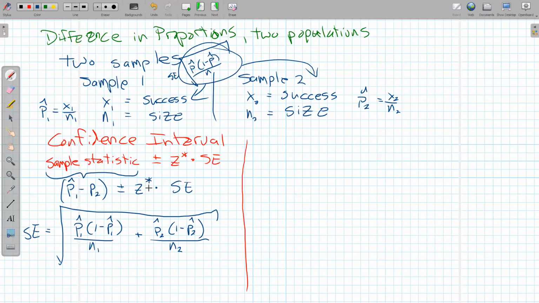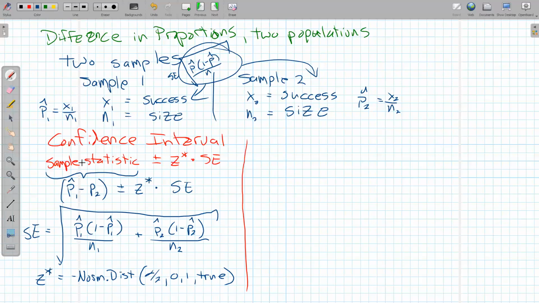And again, the z-score is just like the z-scores from before. If I use a spreadsheet, that z star is going to be the opposite of the norm dot dist, whatever alpha over 2 ends up being, 0, 1, true, which is what we've done the last couple weeks now. This is our 3rd week trying to use that formula. So that's confidence interval setup. We'll do one in just a second.